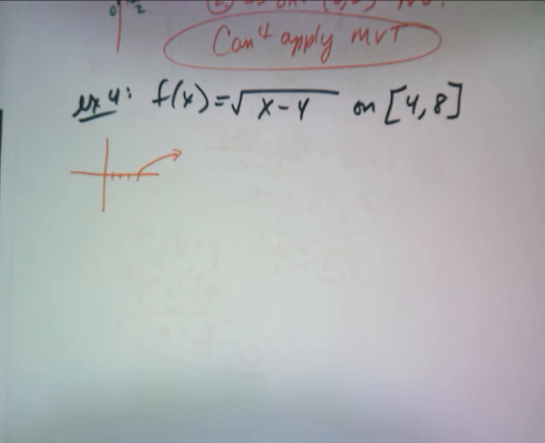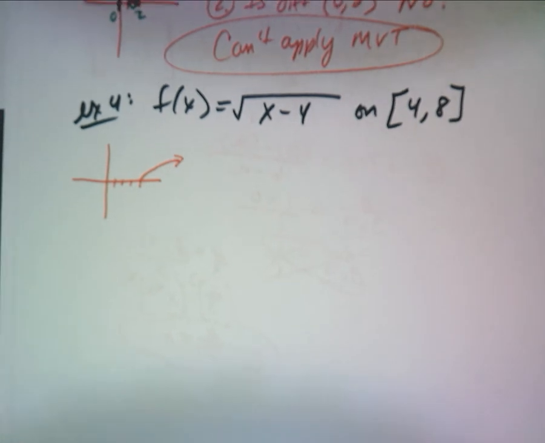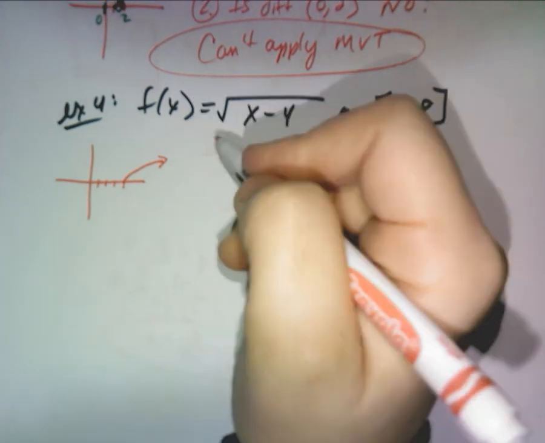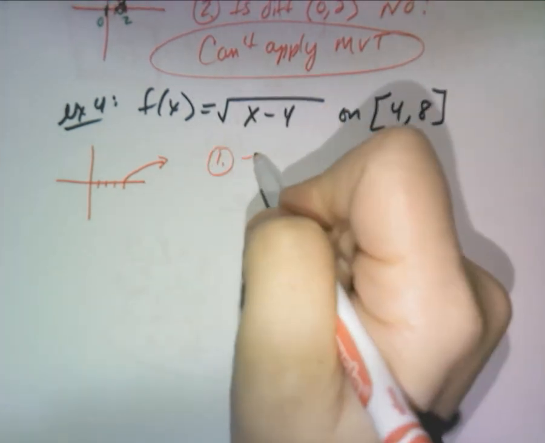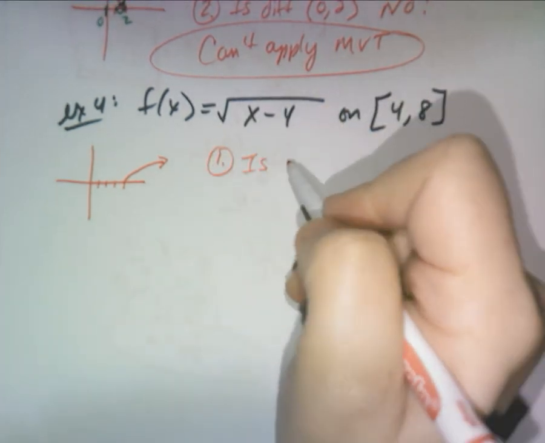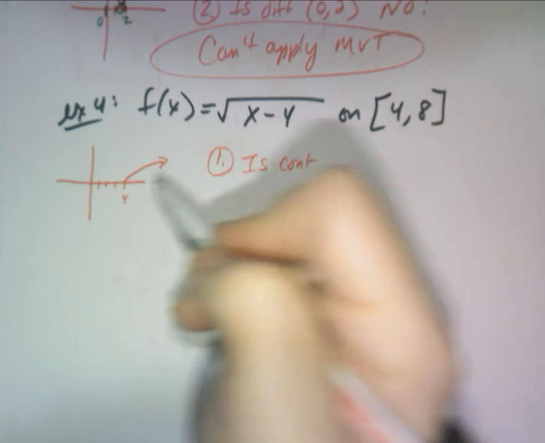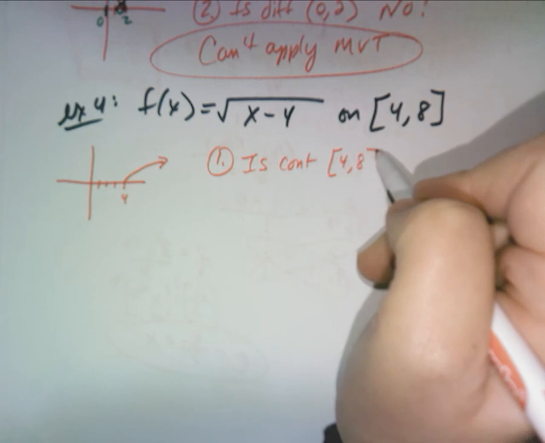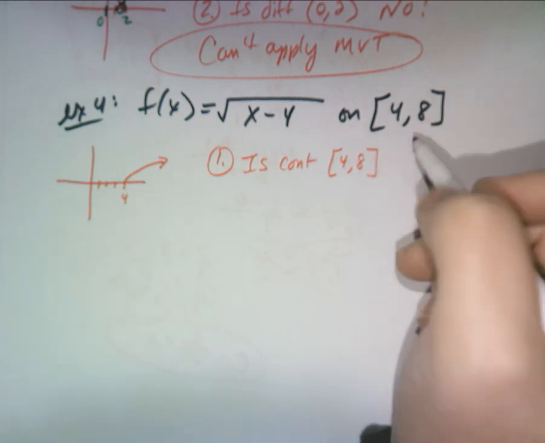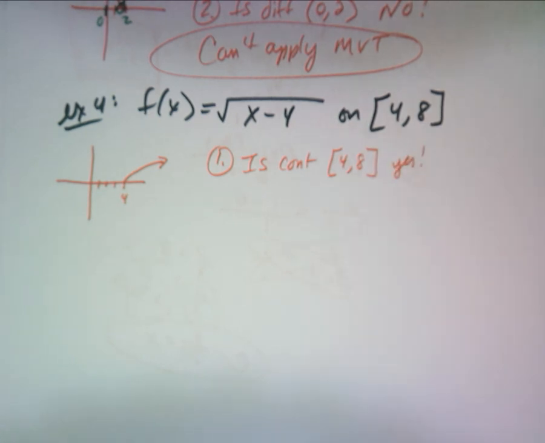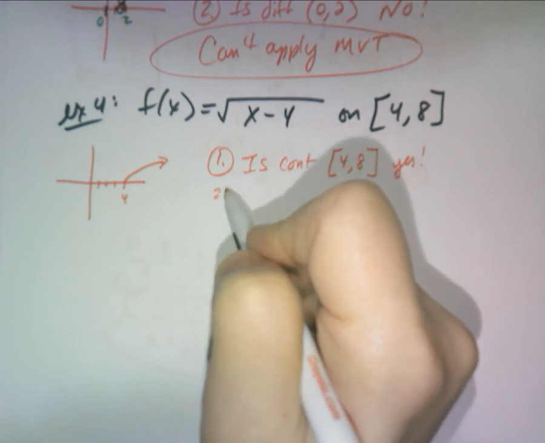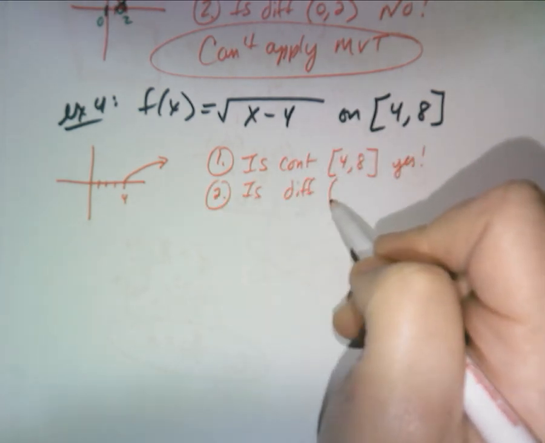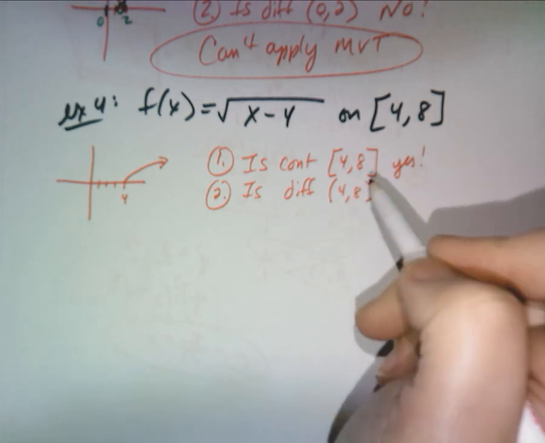Okay. Now, let's again talk about this whole idea of continuous and differentiable, because I was hoping you would be a little bit better on this, but some people are still not so solid. Is it continuous? Here's 4. Is it continuous on the closed interval of 4 through 8? Okay. Is it differentiable on the open interval 4 through 8?